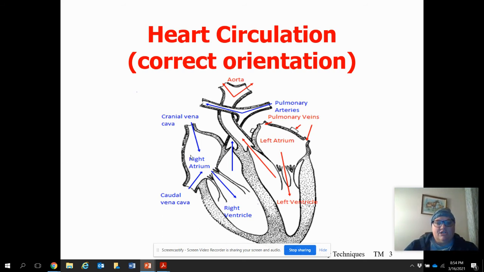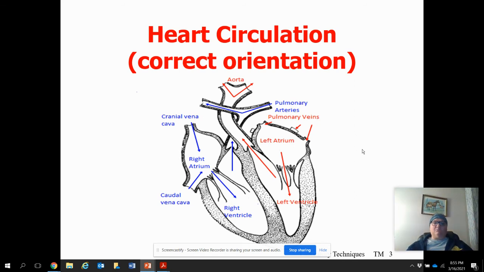So deoxygenated blood comes in from the body to the right atrium, goes through the tricuspid valve into the right ventricle. From there, it gets a push out of the pulmonary arteries and into the lungs. The lungs are out here on each side of the heart. The pulmonary arteries carry the blood out to the lungs, and they go down to those capillaries that surround the alveoli sacs of the lungs, and oxygen diffuses in and carbon dioxide diffuses out, and now the blood is oxygenated.